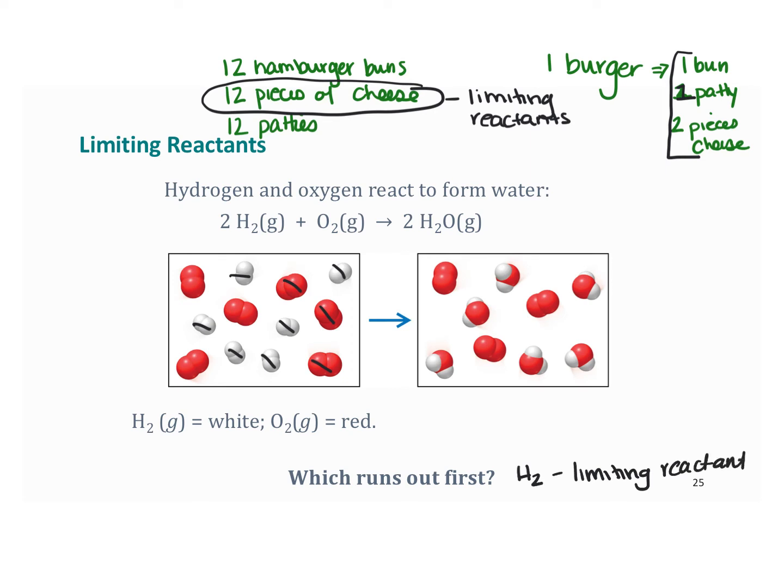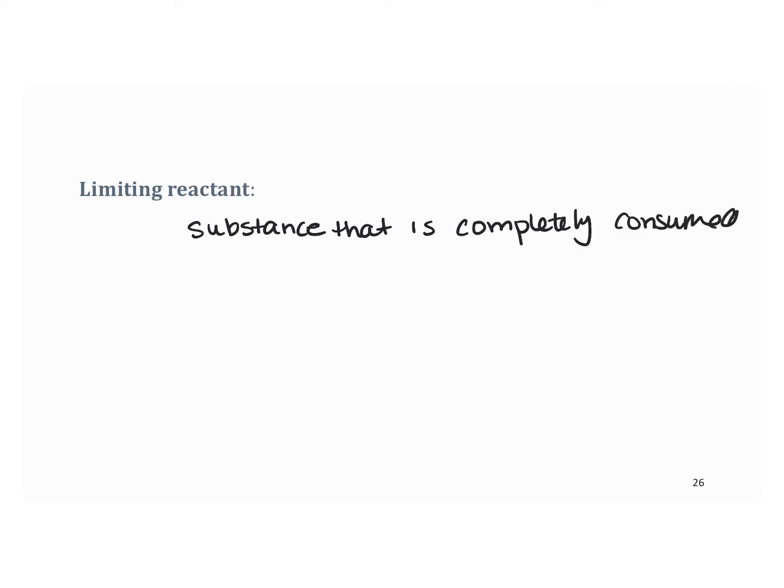And that's what limits the reaction. And then O2, we have plenty of that left over. And so we say, hey, look, that's an excess. Okay? Or we have excess of that. That's what's left over. So when we talk about limiting reactants, this is just the substance that is completely consumed in the chemical reaction.